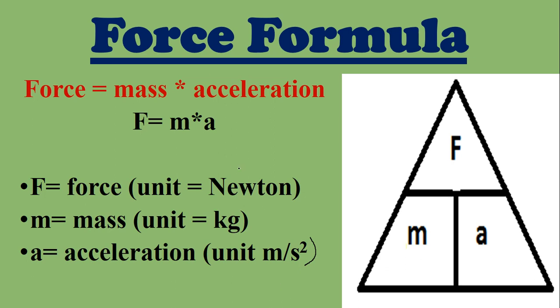This is algebraically. Again, I like to use the triangle method. So since mass and acceleration are being multiplied, we're going to have to place them next to each other in the formula, because that's how they work in the triangle: things next to each other multiply, things on top get divided. So M and A at the bottom and F at the top.